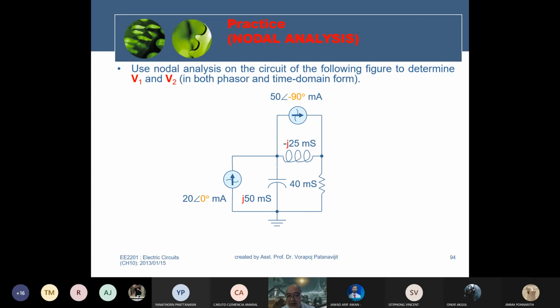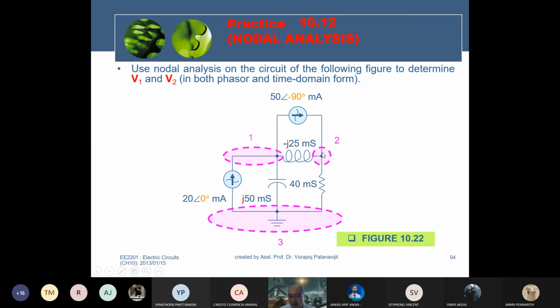Using nodal analysis on the circuit of the following figure, determine V1 and V2 in phasor form. Here V1 is on the left hand, V2 is on the right hand. This circuit contains only 3 nodes, but one of them is already the reference, right? The bottom one is already the ground, therefore it will be the reference node. The unit in this case is already in the phasor, in the Y.